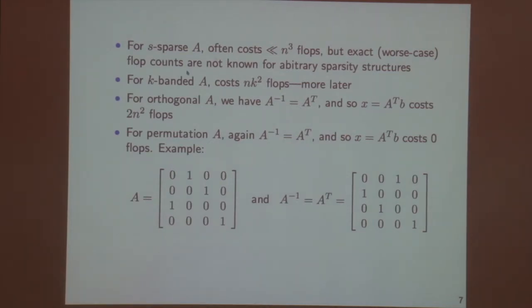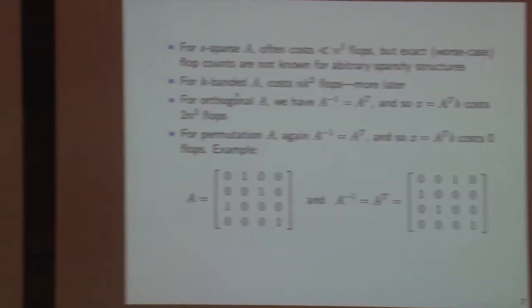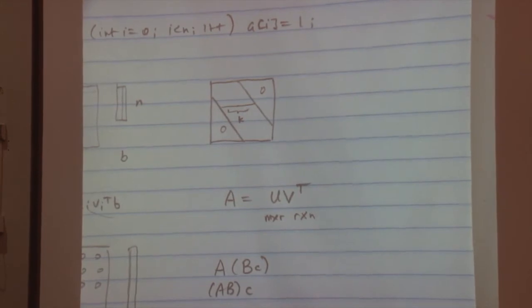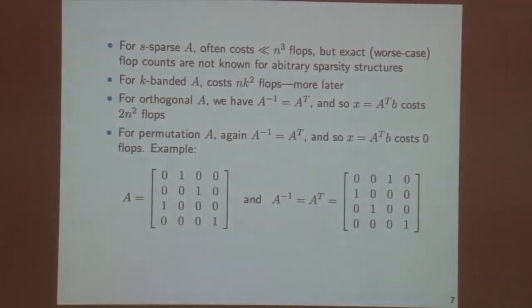For more structured matrices, like band matrices, which are obviously sparse, we can get very good worst case guarantees. If A is k-banded, which is this picture, remember it was banded with bandwidth k, then it costs n k squared flops to solve that linear system Ax equals b. K is usually pretty small, so that's usually considered to be linear in n. So banded linear systems we can solve very efficiently.